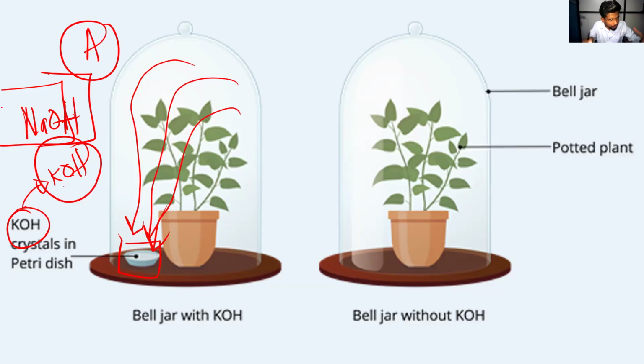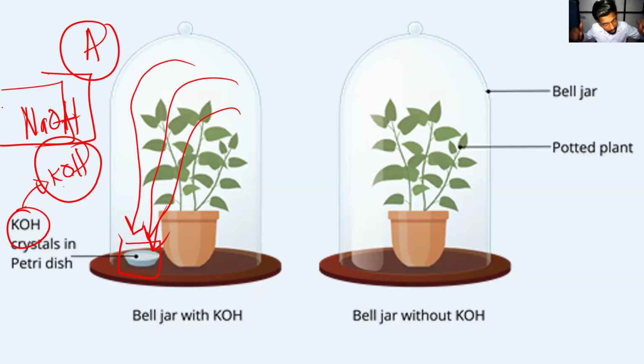Now, one of the factors needed for photosynthesis is carbon dioxide. We need carbon dioxide for photosynthesis. So if there's no carbon dioxide, what will happen? In setup A, photosynthesis cannot happen because we don't have carbon dioxide. So no starch will be produced because of the absence of carbon dioxide.